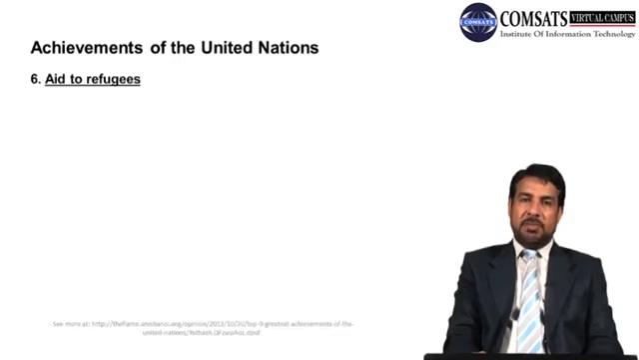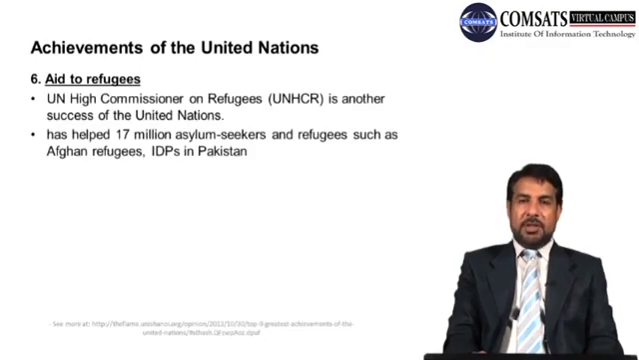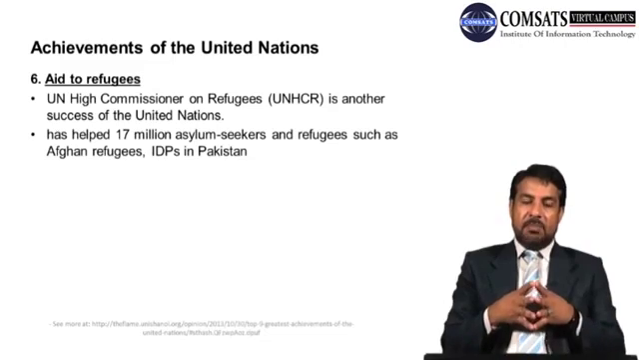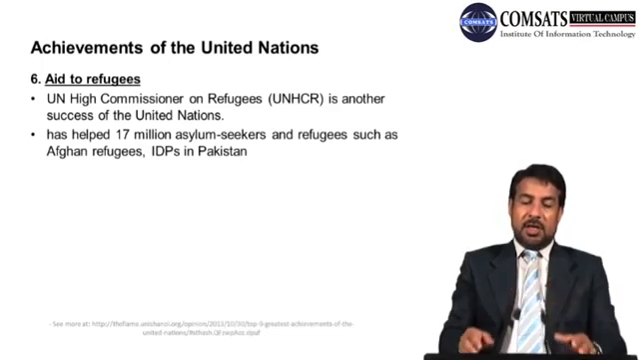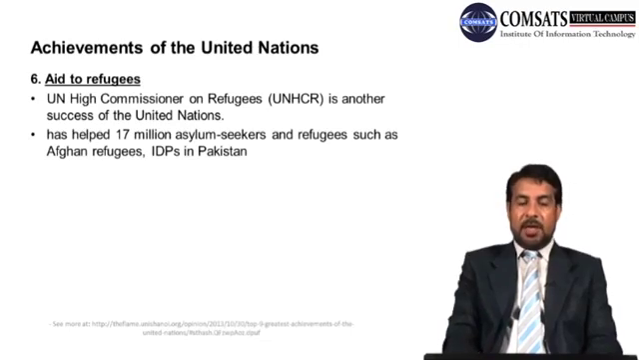The second achievement of UN is aid to refugees. For this, UN has a special agency which is called UNHCR, United Nations High Commissioner on Refugees. It's a very successful organ of United Nations. It has helped 17 million asylum seekers and refugees such as Afghan refugees, IDPs in Pakistan. तो नज़र आ रहा है काफ़ी ज़्यादा लोगों की इसने हेल्प की है.